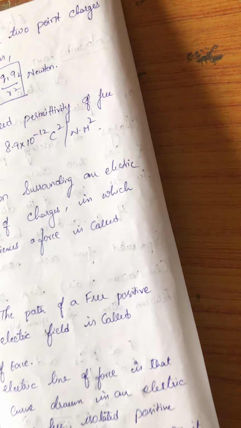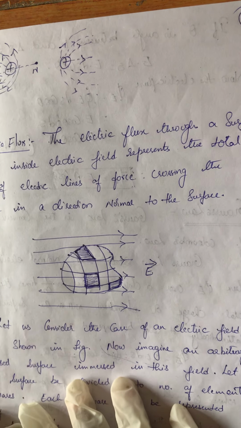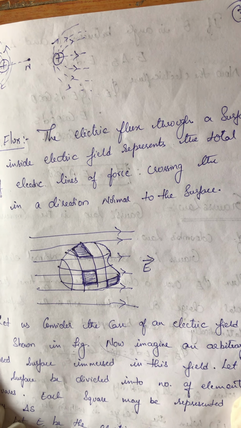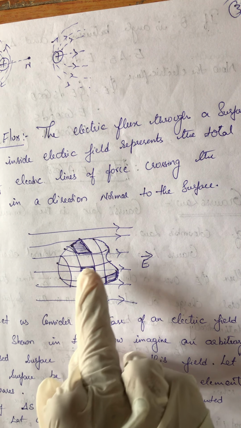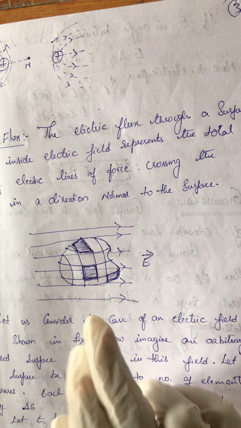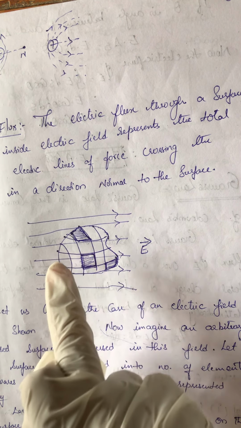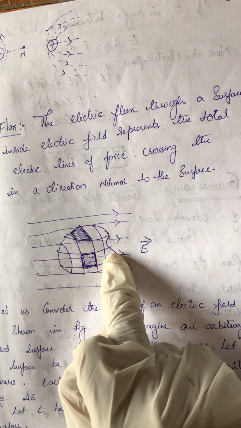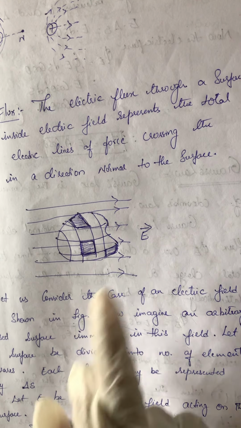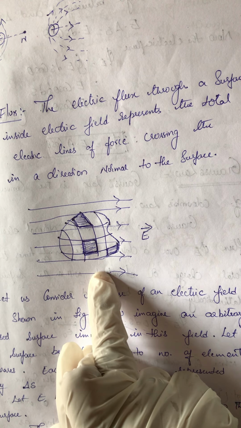Okay, lines of force. Now what is electric flux? Electric flux through a surface placed inside the electric field represents the total number of electric lines of force crossing this surface in a direction normal to the surface. Suppose this is an electric field.